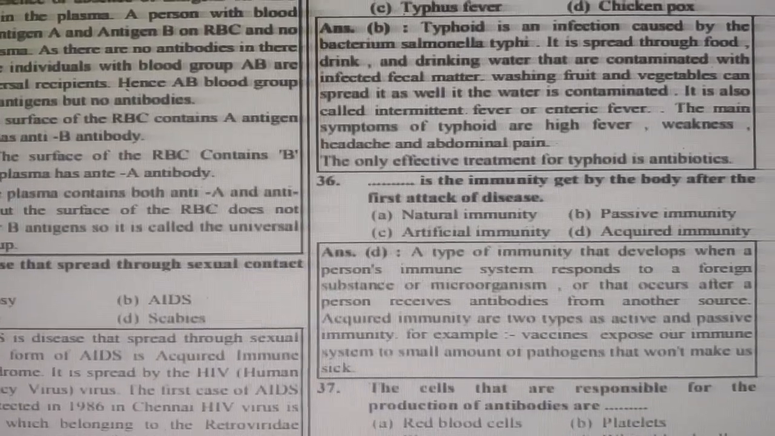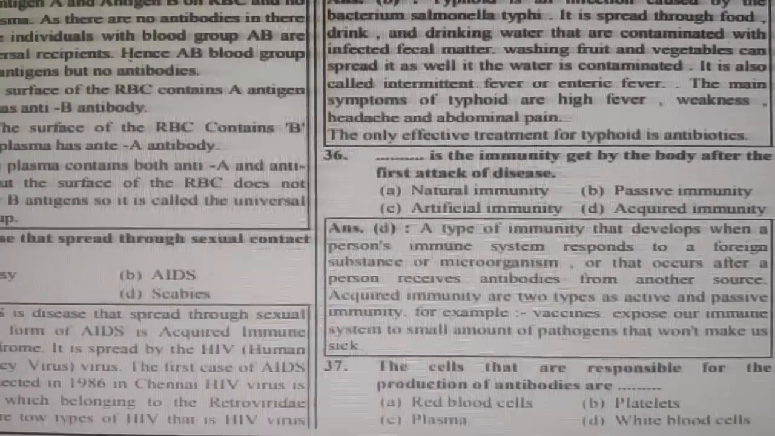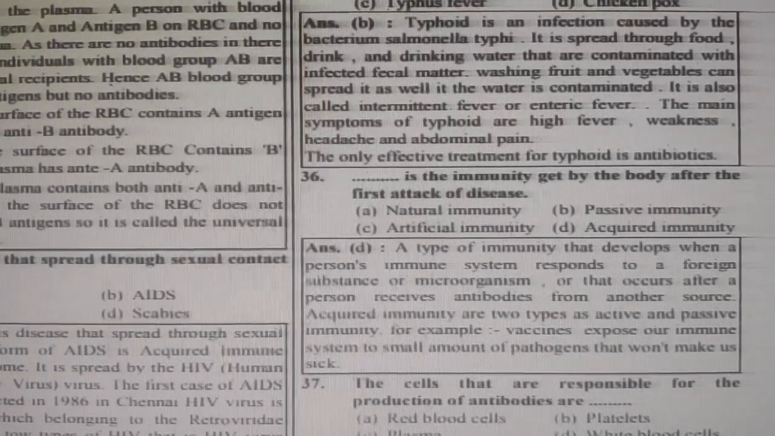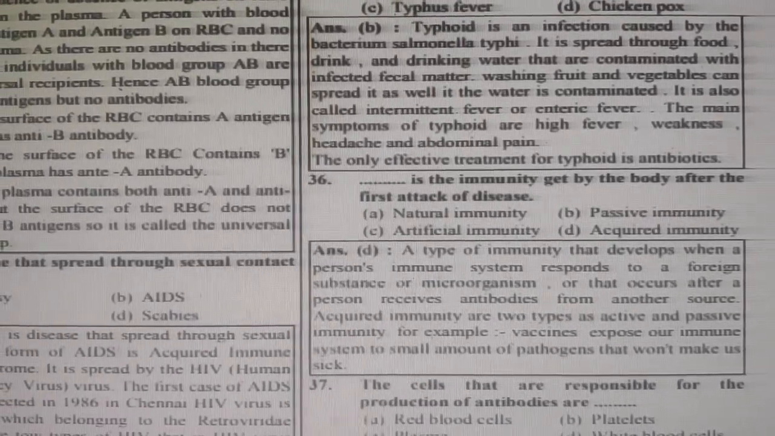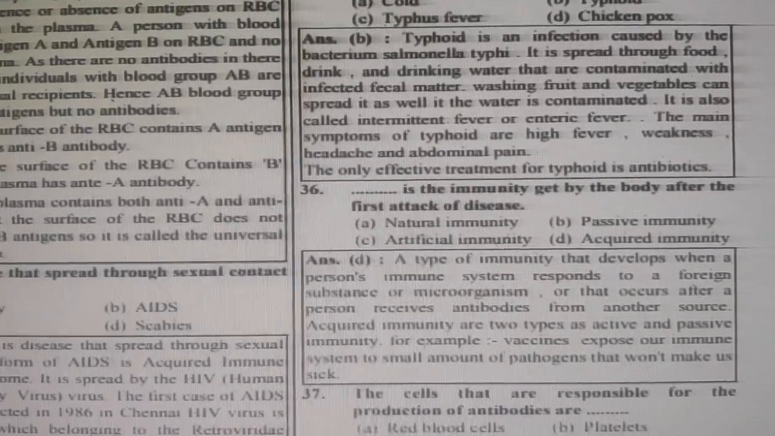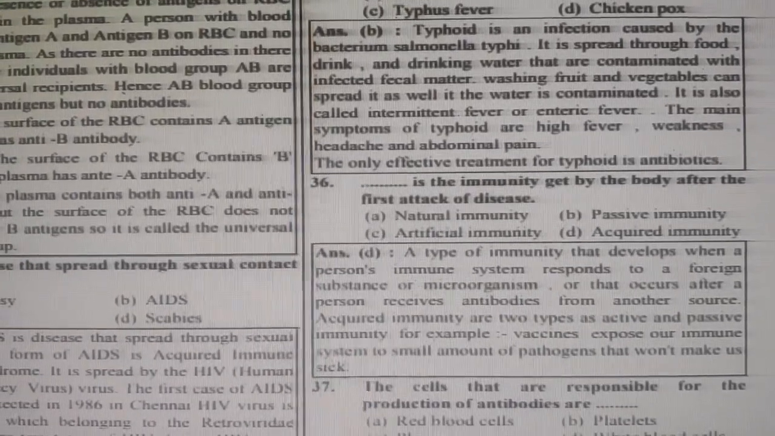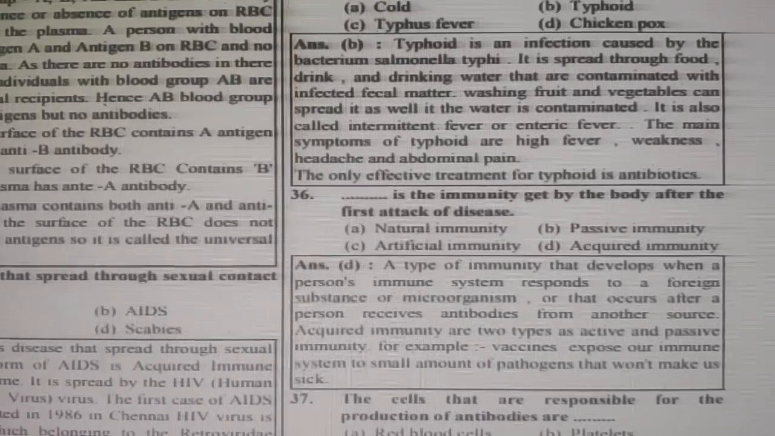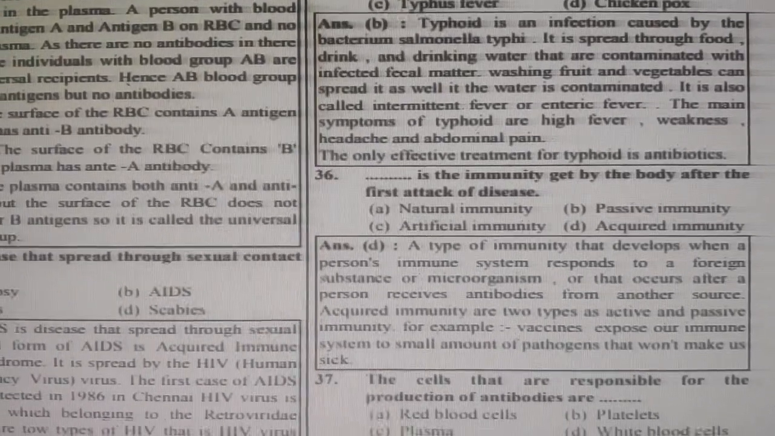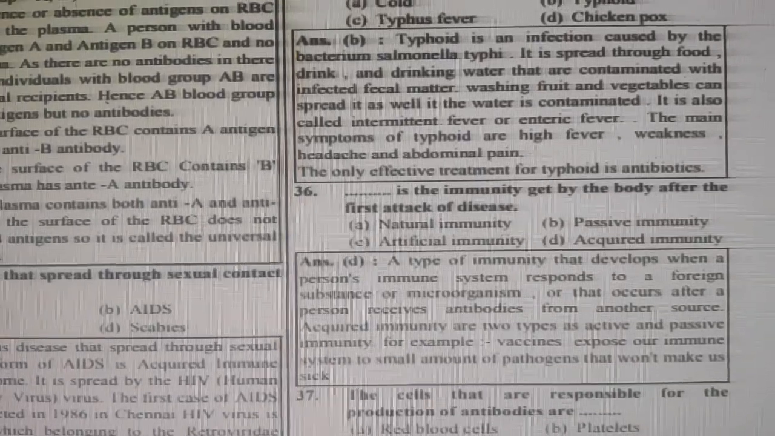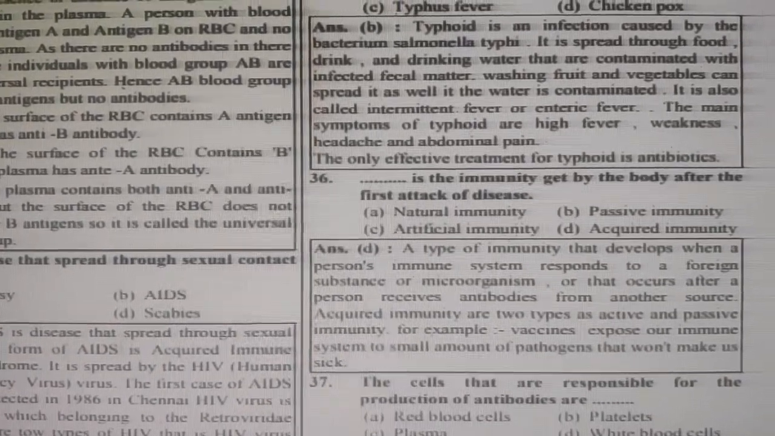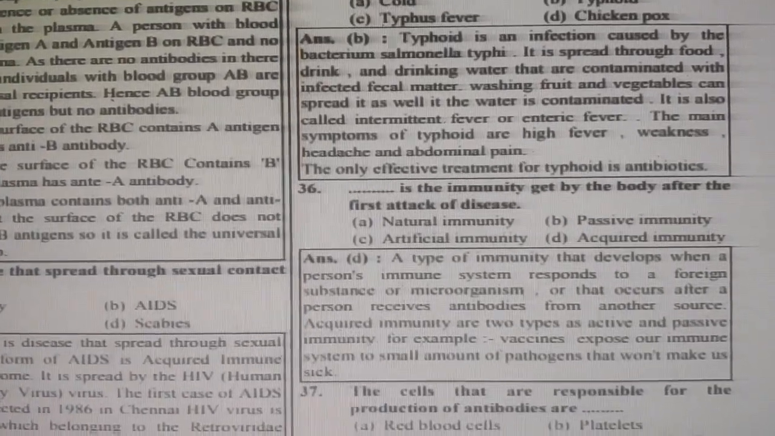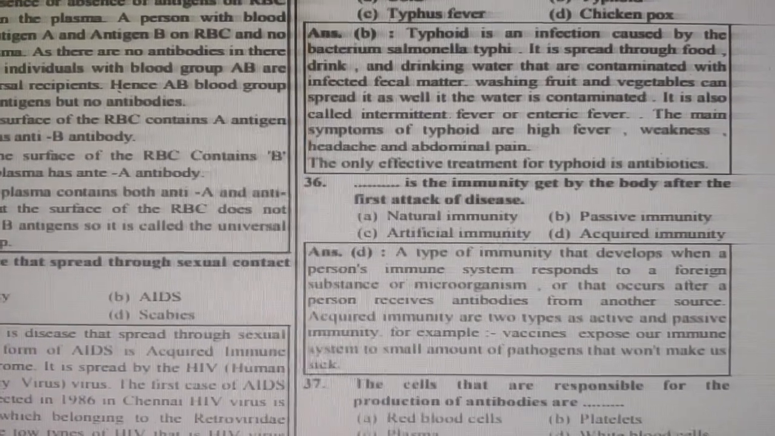Acquired immunity is a type of immunity developed when a person's immune system responds to a foreign substance or microorganism, or that occurs after the person receives antibodies from another source. Acquired immunity has two types, active and passive immunity. For example, a vaccine exposes our immune system to a small amount of a pathogen, the one that makes us sick.